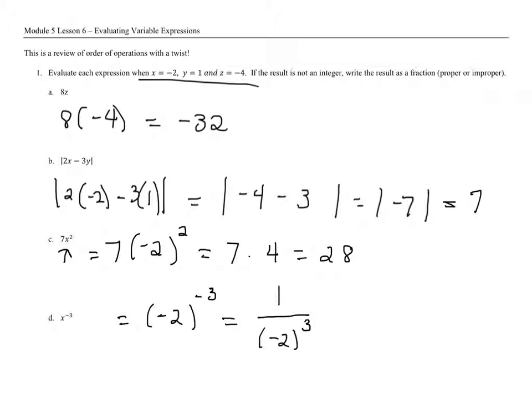So now we could do this, not a problem. So negative 2 to the third power, let's think about it as negative 2 times negative 2 times negative 2. And that gives me a negative 8. So the evaluation of this expression is 1 over negative 8.